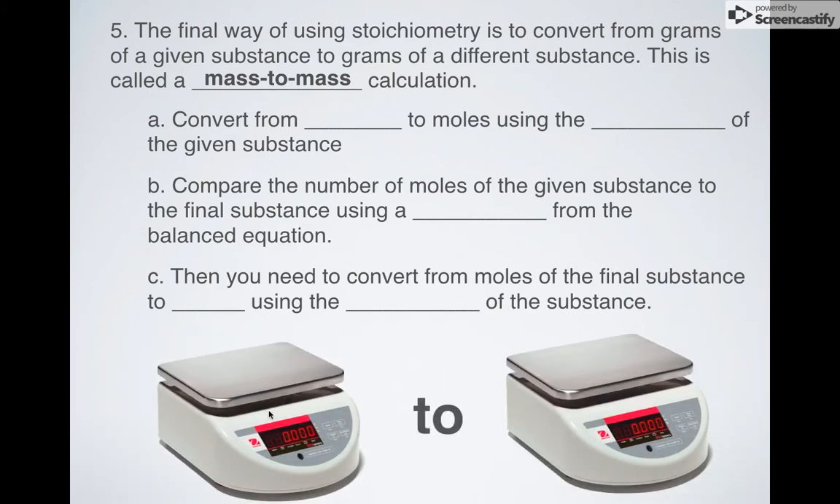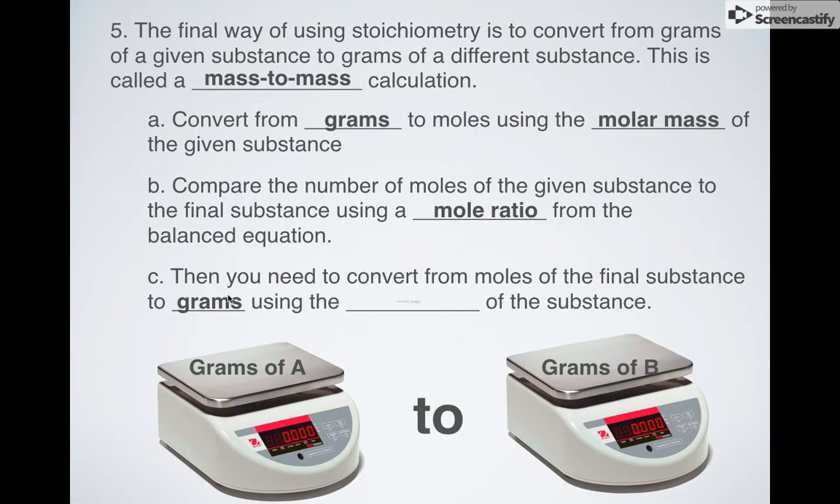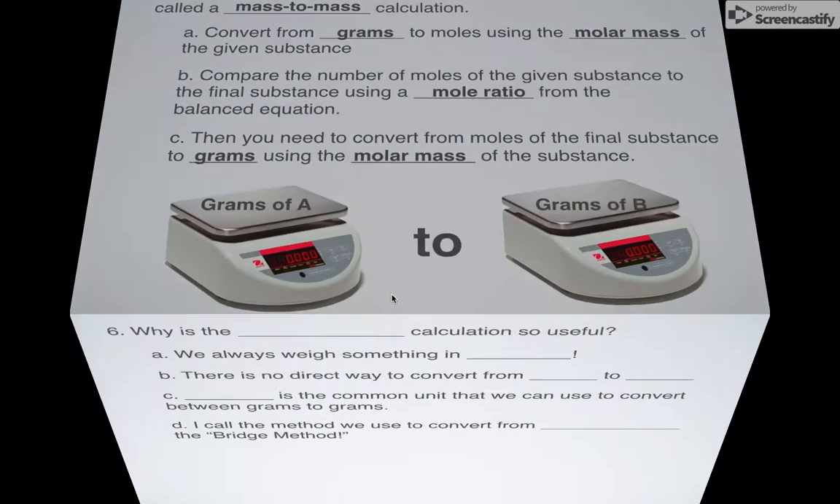So no matter what, when you do mass-to-mass calculations, you're always going to be converting from grams of something to grams of something else. And that means you're always going to start by converting from grams to moles using the molar mass, no matter what. Next, because now you have moles, you're going to be using the mole ratio. And then finally, you're going to be going backwards, from moles back to grams using the molar mass of your new substance.